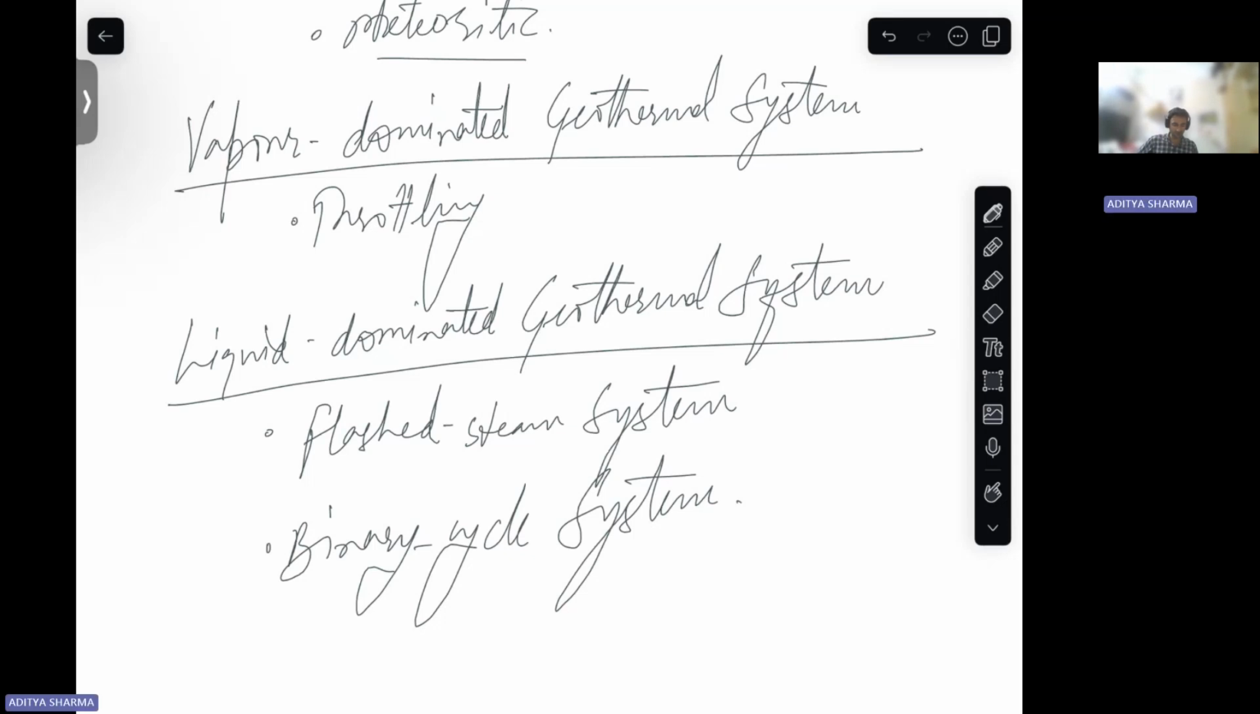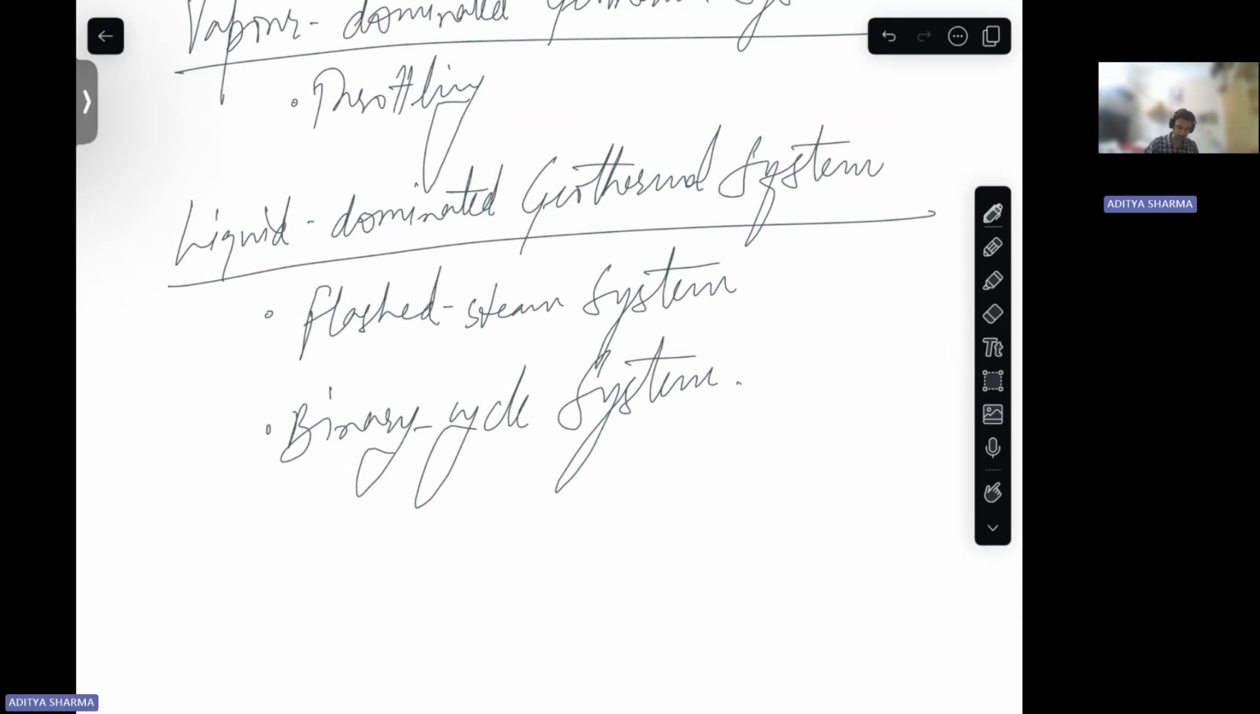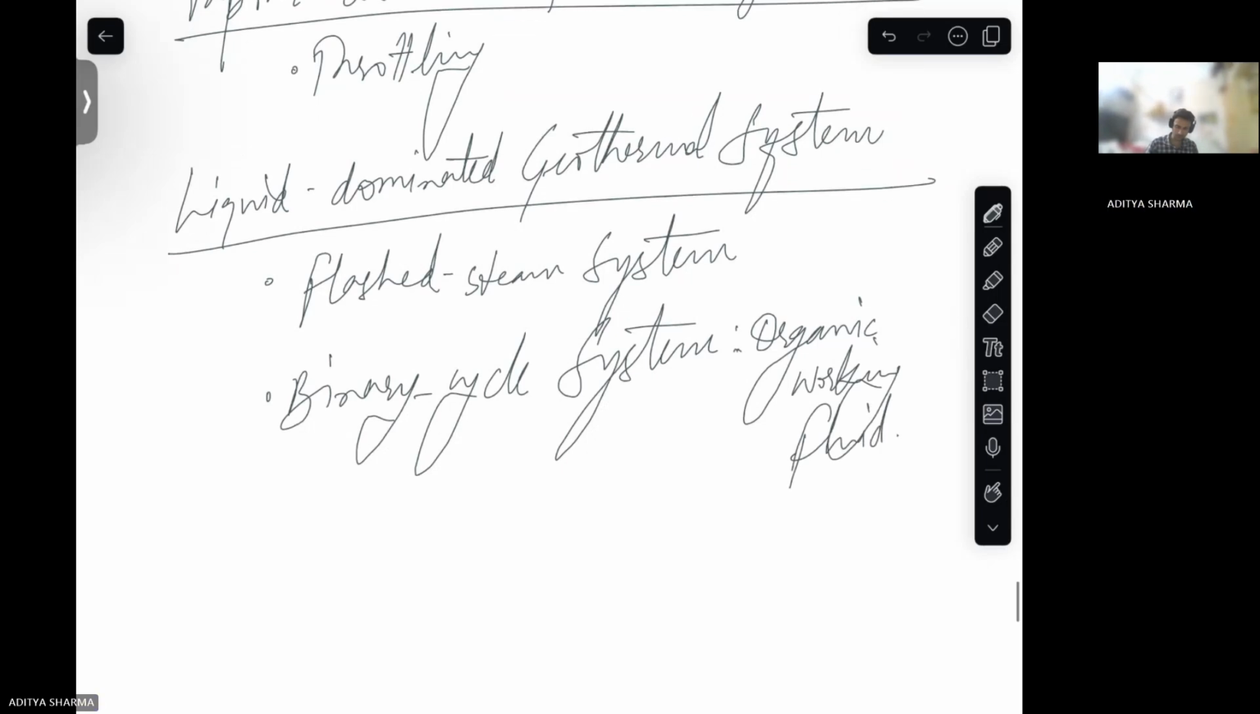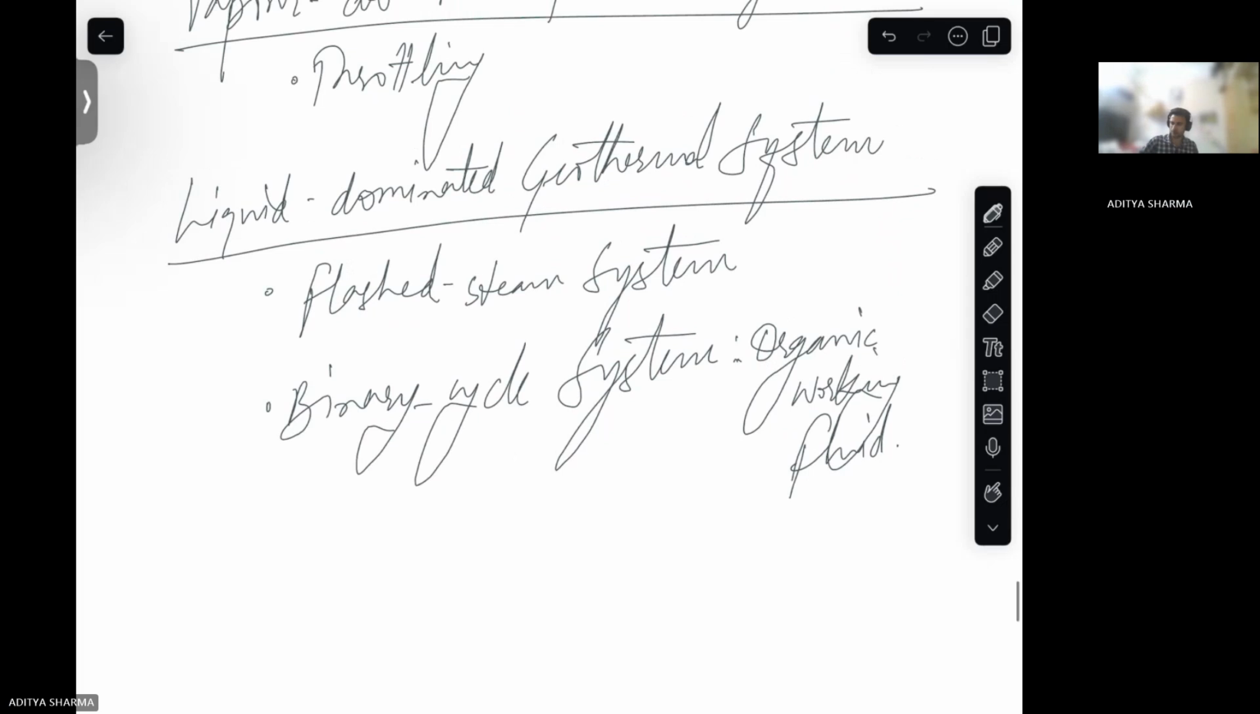Then in your binary cycle system, what you do is you use organic working fluid. Here you use organic working fluid. So this is your binary cycle system.